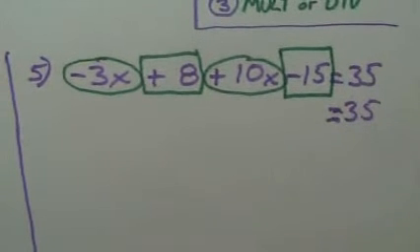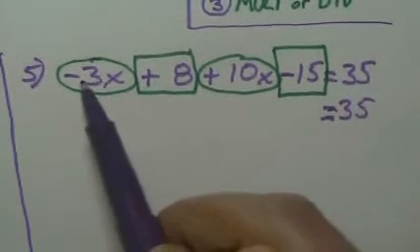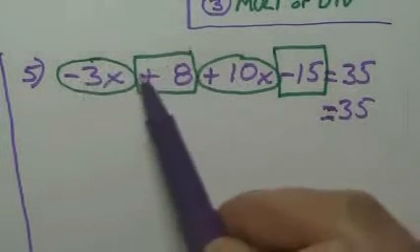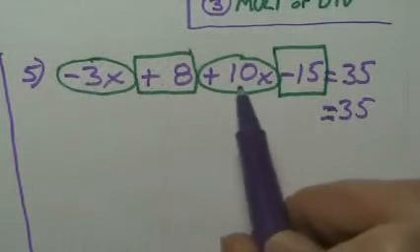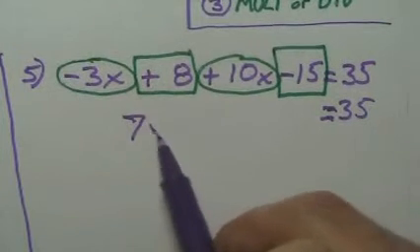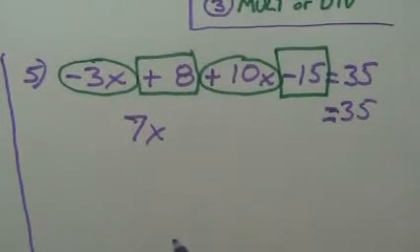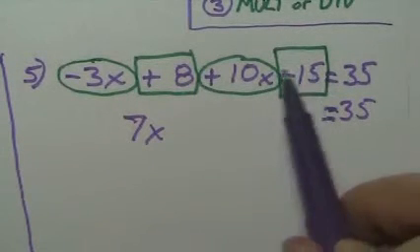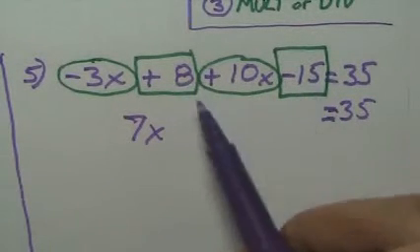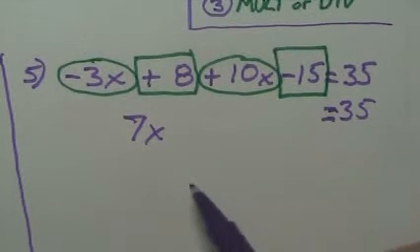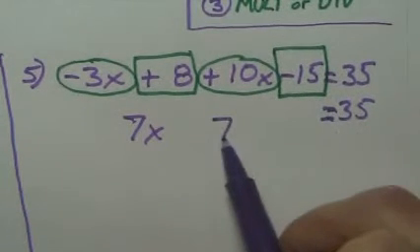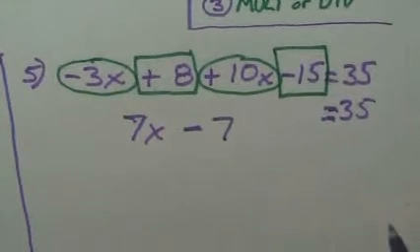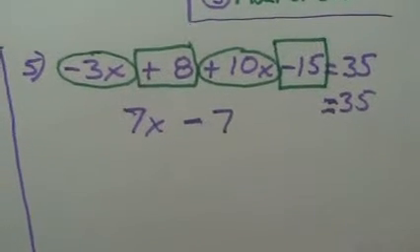35. So let's see here. I have a minus 3x and 10x. 10 minus 3 makes positive 7x. Then I have a positive 8 and a negative 15. They're different, so I'll just subtract them. 15 take away 8 is 7. And there's more negative, so it's minus 7. Right? Negative 15 and 8 makes negative 7.